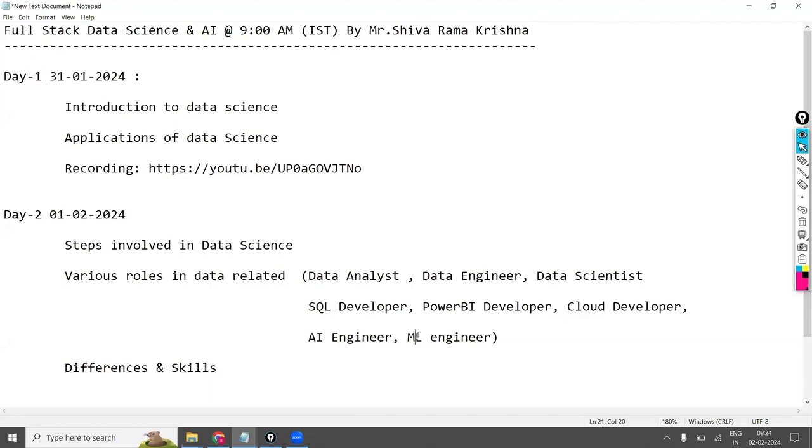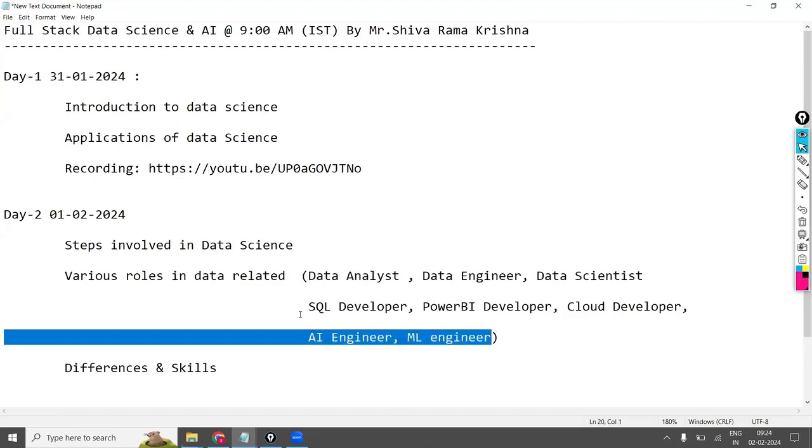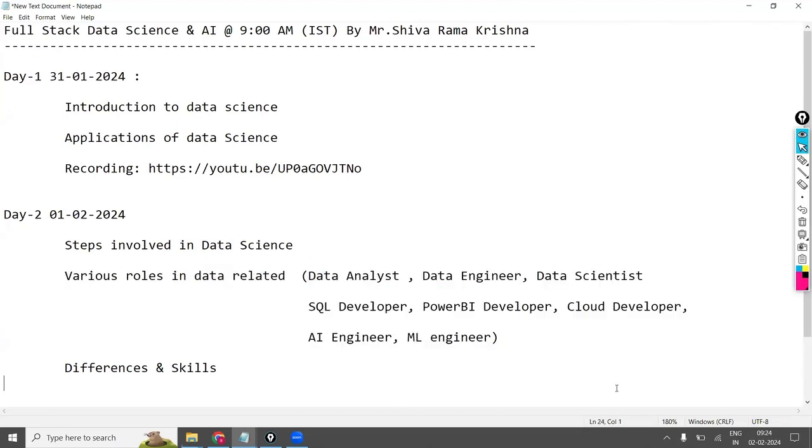Means they'll never work on images or videos or any of them. They'll work only on the tabular data. Now here in our course, we are going to combine all of them, but which is related to data science. None of them is complete.